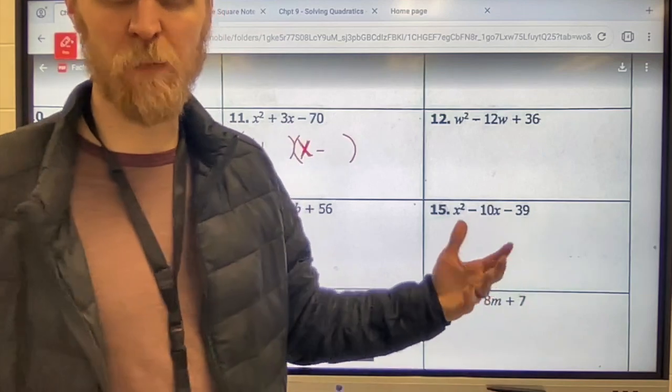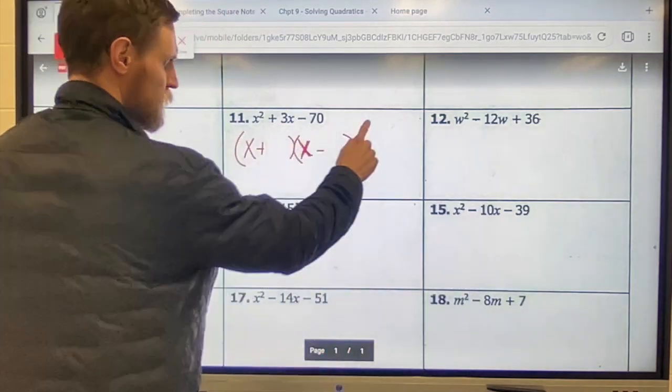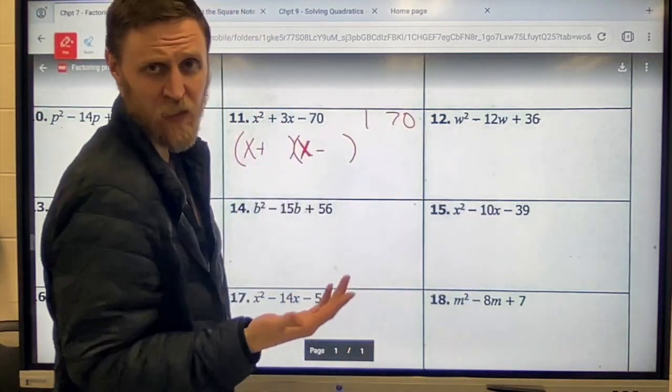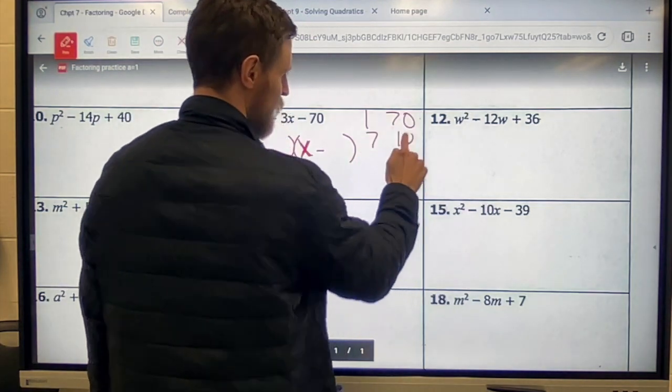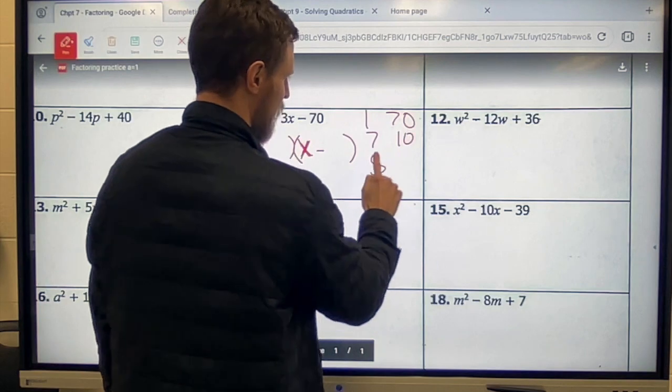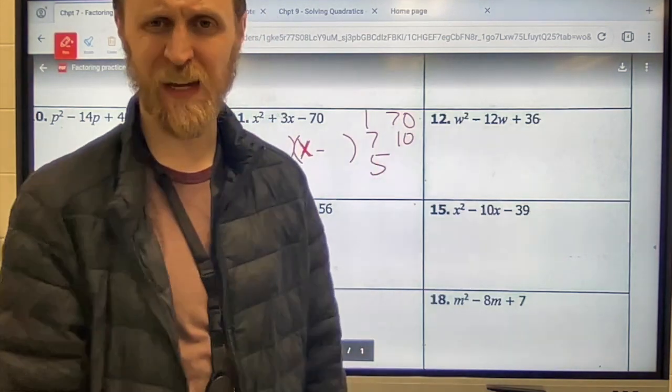So I'm still going to write out my factors of 70. 1 and 70, 7 and 10. I guess there can also be 5 and, I don't even know, was it 18 maybe?